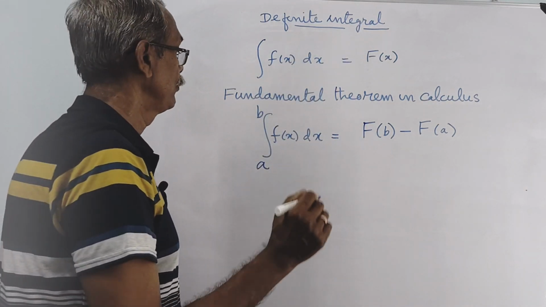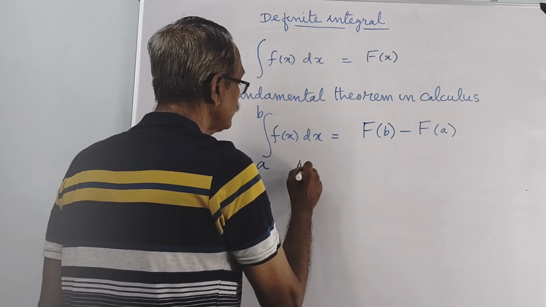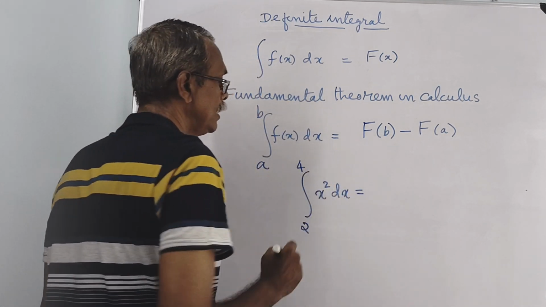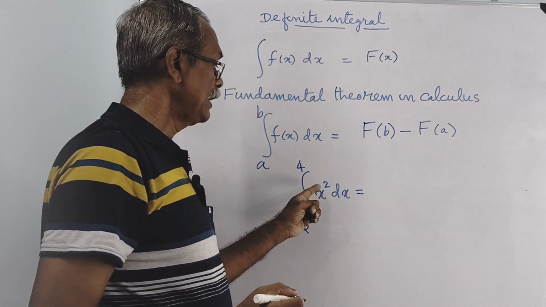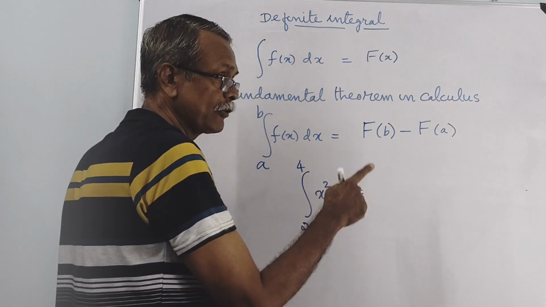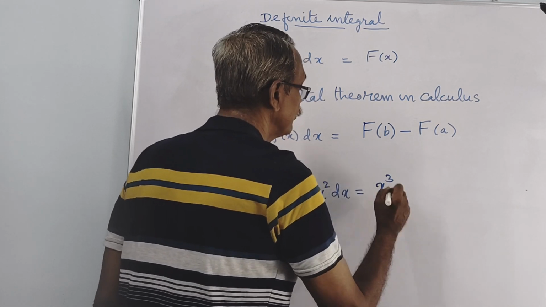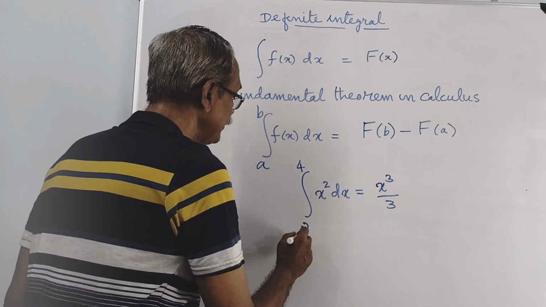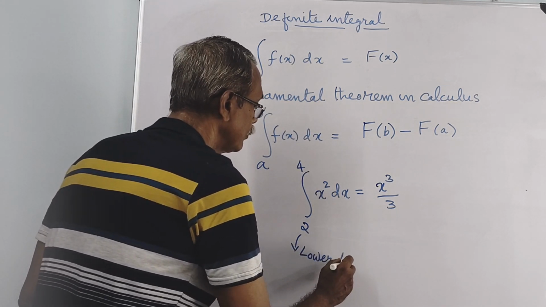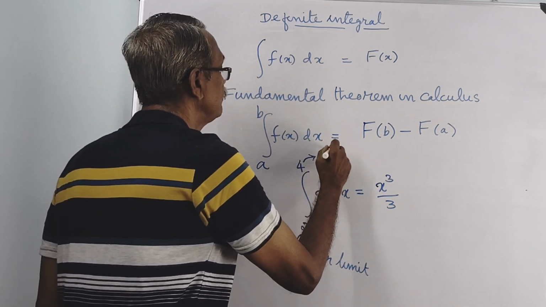And this becomes a definite number, and therefore this is called a definite integral. For example, integral 2 to 4 x square dx. You have to evaluate this. We know that the integral of x raised to n is x raised to n plus 1 by n plus 1, with n equal to 2, that is x cube divided by 3. And this is called the lower limit, and this is called the upper limit.